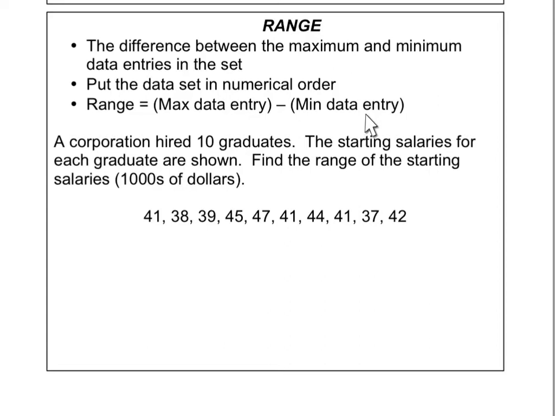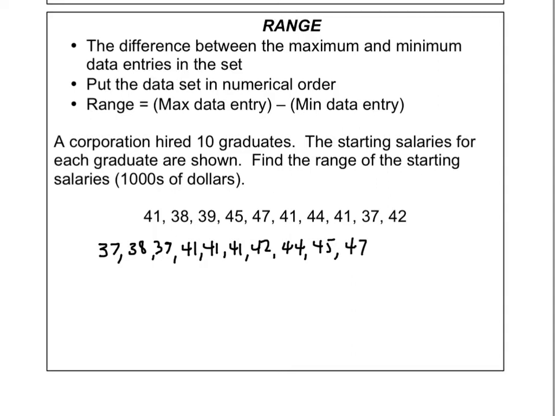A corporation hired 10 graduates. The starting salaries for each graduate is shown. Find the range of the starting salaries in thousands of dollars. So the first thing we want to do is take this data set and put them in numerical order. When I put all my data in numerical order, I've got 37, 38, 39, I've got a 41 3 times, a 42, a 44, a 45, and a 47.